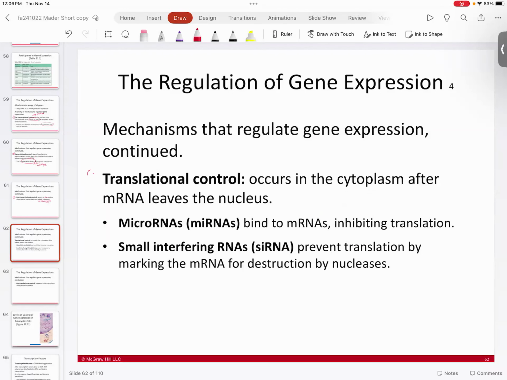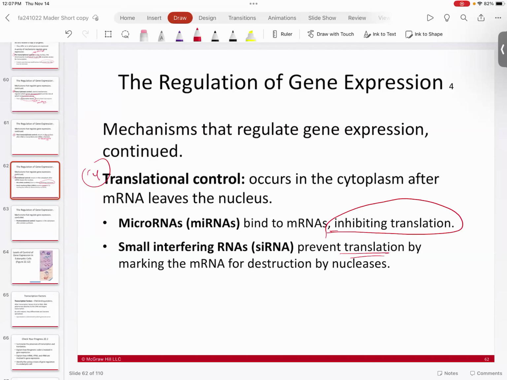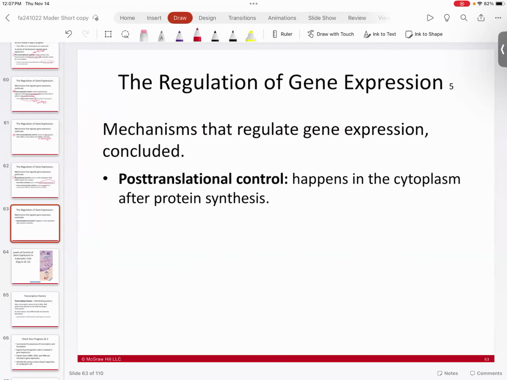And then, of course, you have translational control. This occurs in the cytoplasm after the mRNA leaves the nucleus. For instance, one of the ways that you can regulate this is with microRNAs. You have the mRNA there, but a microRNA can bind to it and inhibit its translation. That's a type of translational control. The small interfering RNAs as well, they can prevent translation by marking the mRNAs for destruction. So that's another way to regulate translational control. Just because you have the mRNA made and ready doesn't necessarily mean you're going to translate it. And so there's translational control that can do that.